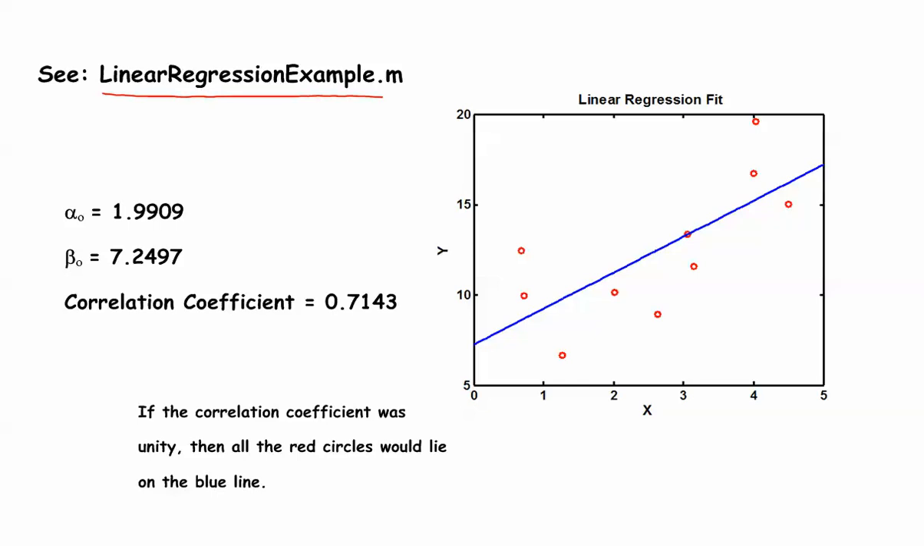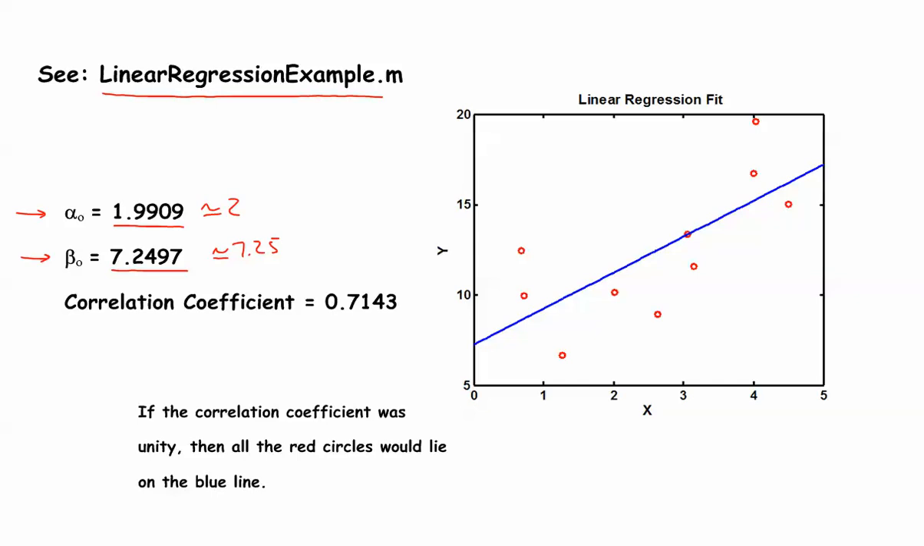I just programmed in the equation for alpha naught and beta naught, and MATLAB spit back that my alpha naught was approximately 1.9909, which is about 2, like I found using my calculator, and beta naught was 7.2497, which is about 7.25, like I had calculated earlier.